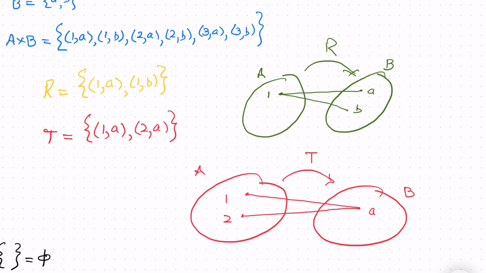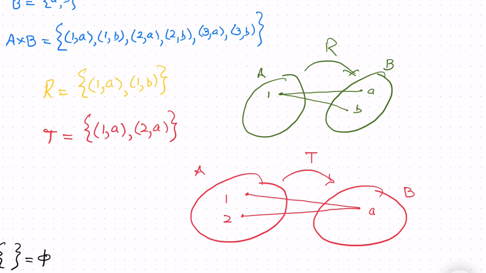Or you can say both are not functions, or both are functions, or one of them is a function. You can choose any answer. What do you think? T is a function? R is a function? None of them is a function? Both of them? T is a function? T. Okay.